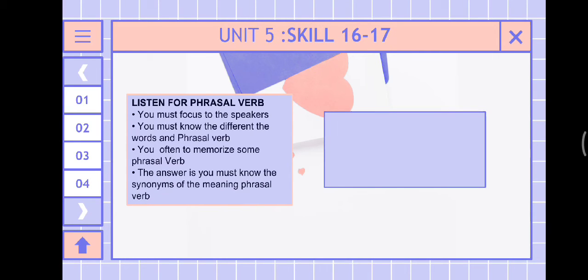Unit 5 is skill 16 until 17. Listen for phrasal verb. For this skill, you must focus on the speakers and you must know the difference between the words and the phrasal verb. You should often memorize some phrasal verbs, and then for the answer you must know the synonym of the meaning of the phrasal verb.